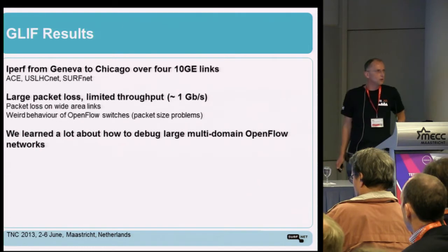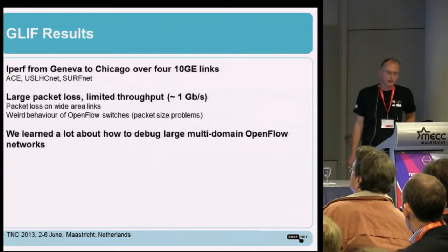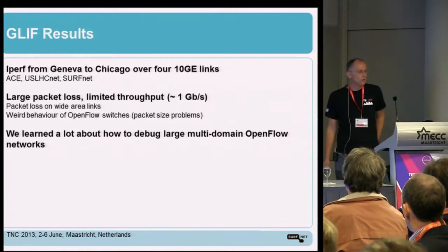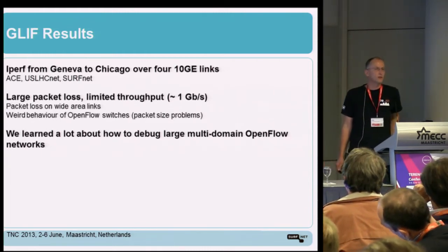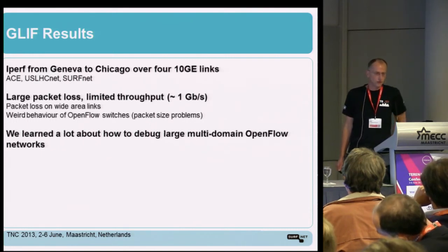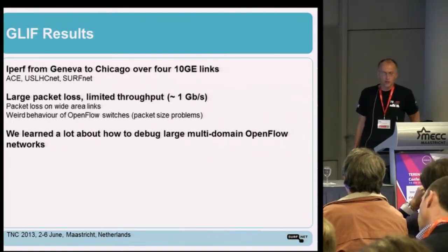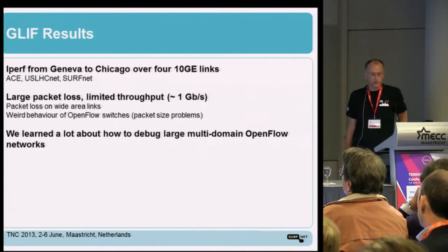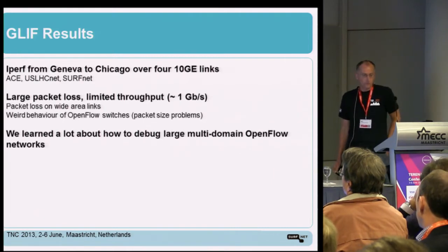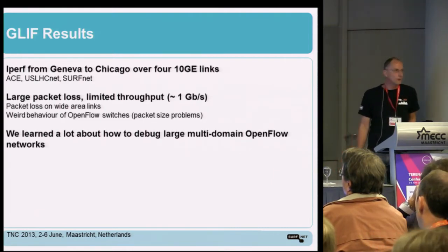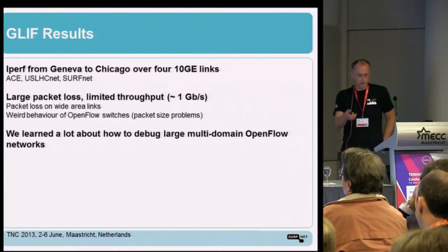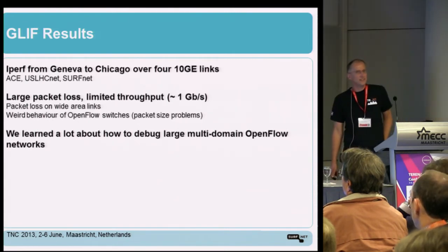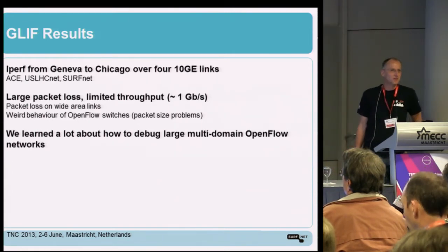What you also need to do is tune your server, of course. Use jumbo frames. Have all the network interfaces be jumbo frame capable. You have to send large packets, 9,000 bytes, and have large buffers at the sending and receiving servers. And with all these things, we only got about 1 gigabit per second over 4 10 gigabit Ethernet links. We learned a lot.